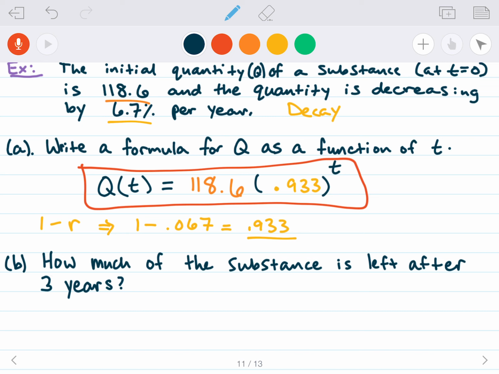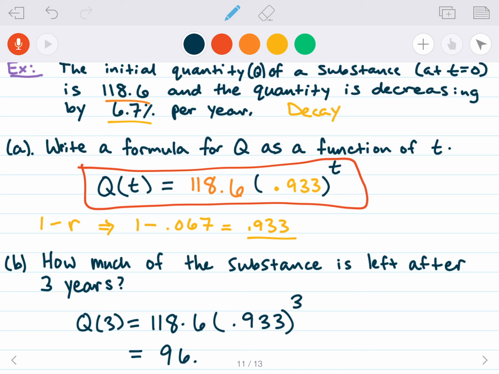So what we're trying to find is Q of 3. Right? We want to figure out how much of this thing is left after 3 years. So we just plug in 3 for our independent variable, which is t. And we can put this in our calculator, and don't forget to do the exponent first. PEMDAS. Okay, times 118.6. So if I round to 2 decimal places, I get 96.32 is our answer here.